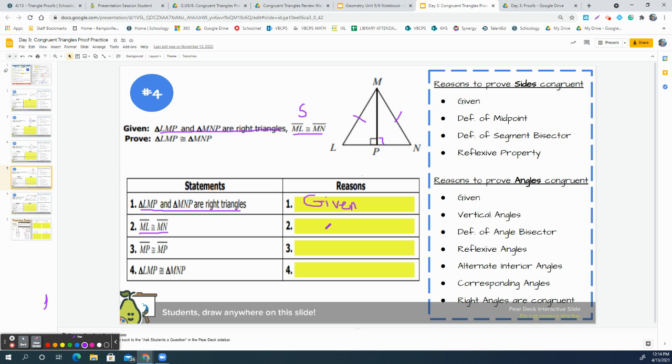And why can I do that? Because it is given. And they are equal. Absolutely. Okay. And then I've got this line, MP and MP, not to be confused with military police. Why is MP equal to MP? Are they sides or angles? Are they angles? MP and MP? MP is a side. So they are equal because of which property? Midpoint? Reflexive side.